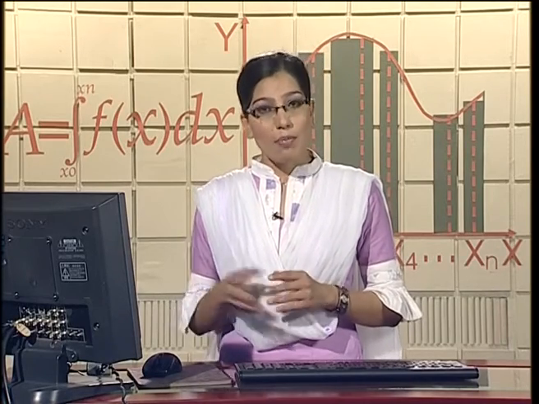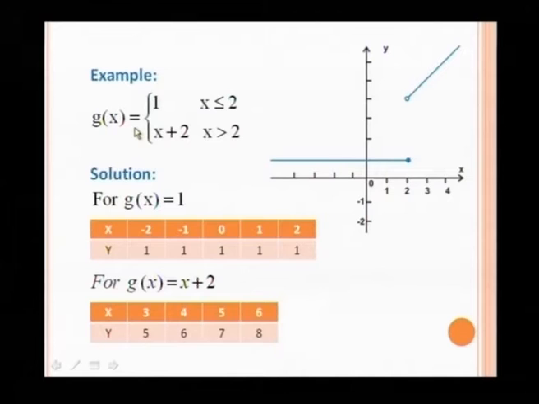Here we consider another example of graph of two functions on the same Cartesian plane. You can see that example on the screen. For this example, if we have to draw the graph of g of x, where g of x is equal to 1 for x less than or equal to 2, and g of x is equal to x plus 2 for x greater than 2.